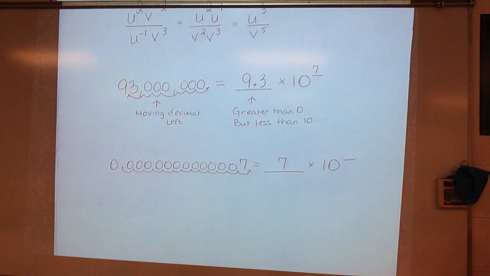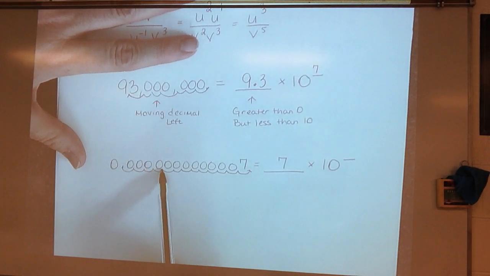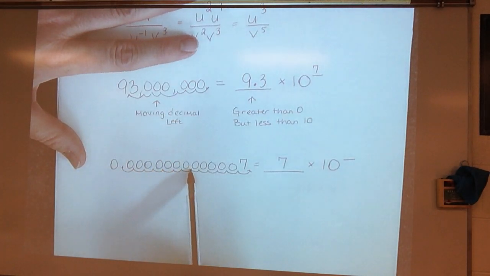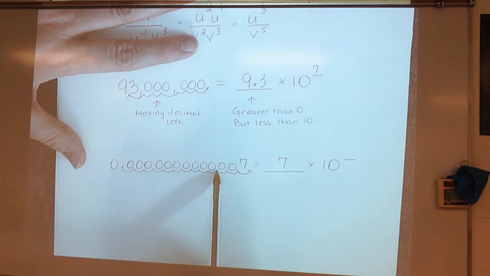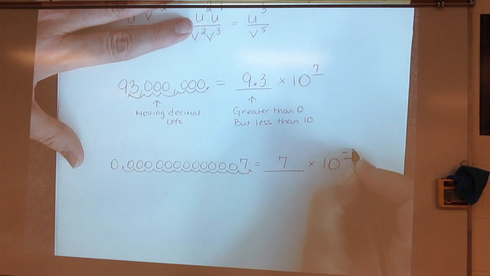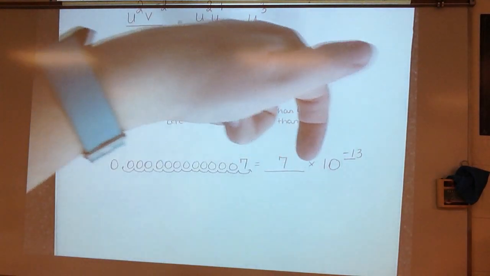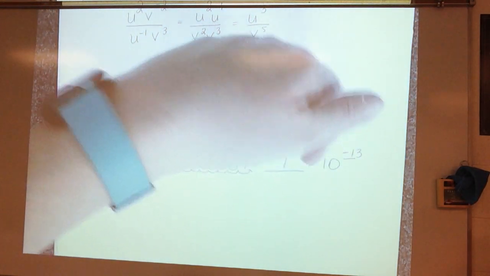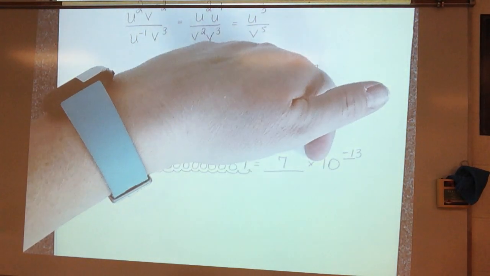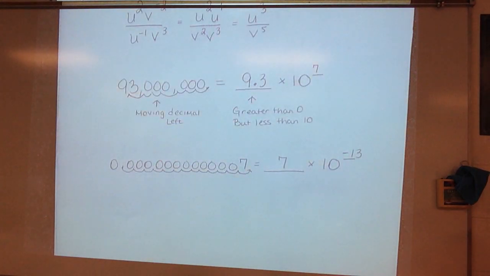Once again, it's just a counting matter here. So let's count: 1, 2, 3, 4, 5, 6, 7, 8, 9, 10, 11, 12, 13. And this time, it is a negative exponent. A negative exponent tells me that when I'm in this form, I am moving my decimal to the left. Okay?